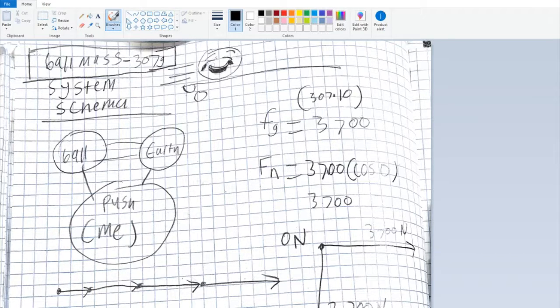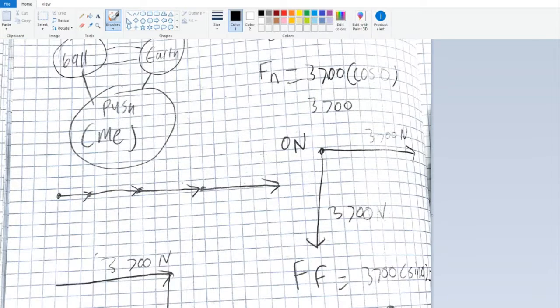Okay, so this is my lab report where I basically just wrote down some data, and I also wrote down the formulas I used for my experiment. The first thing I did was I weighed the ball on the scale and found out the mass of the ball was 307 grams. I then took that mass and multiplied it by 10 to find the gravitational force. And that gave me a gravitational force of 3,700 newtons.